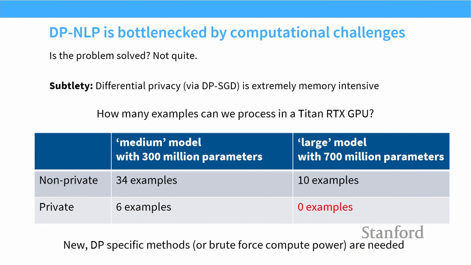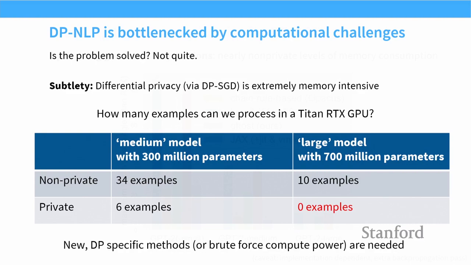For a non-private training task, we can fit 34 examples in a batch for a medium model or 10 examples for a large model. If we're doing private training, we can't even fit a single example into a Titan RTX GPU. And this turned out to be the bottleneck, because we were no longer having these statistical challenges because we were using pre-trained models, but we had these computational challenges.